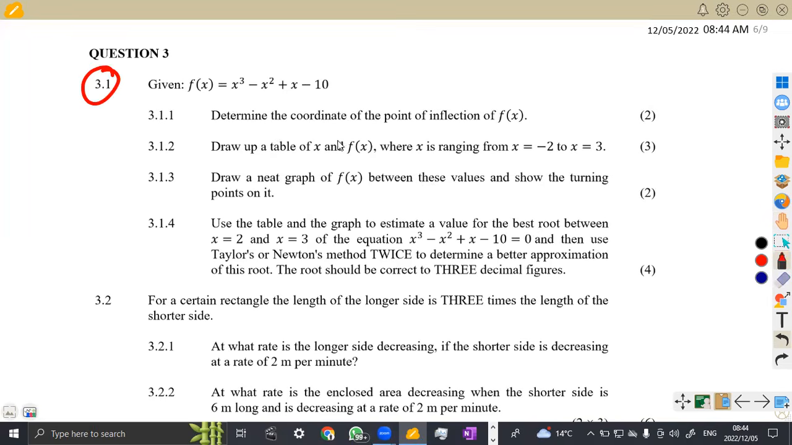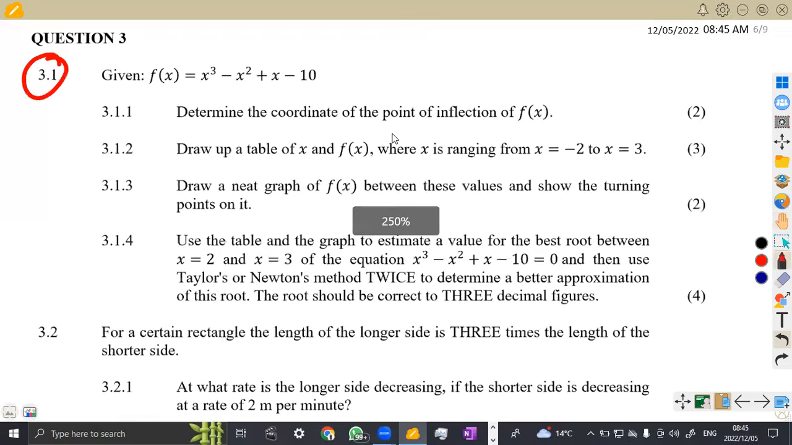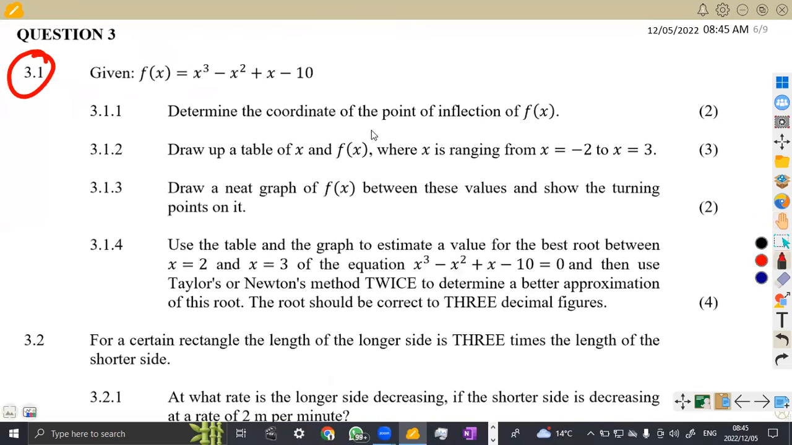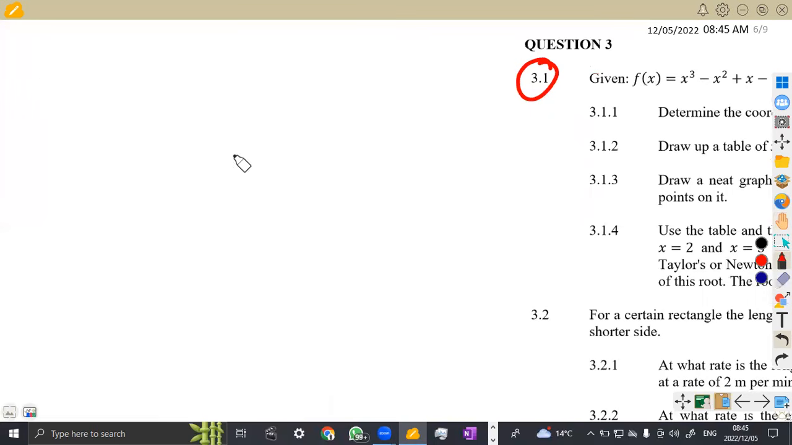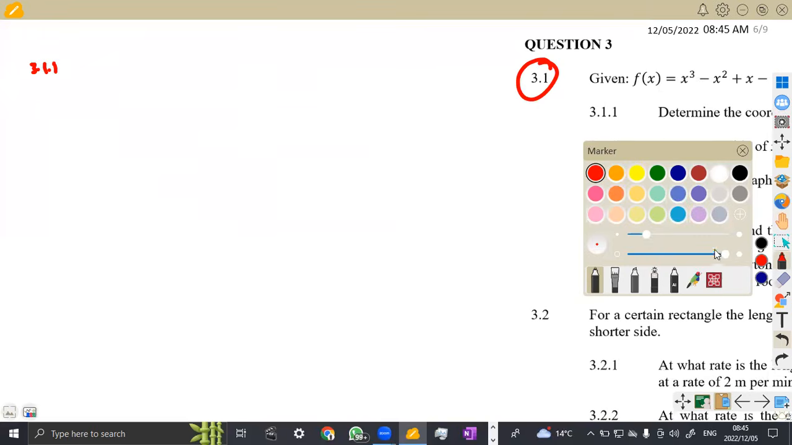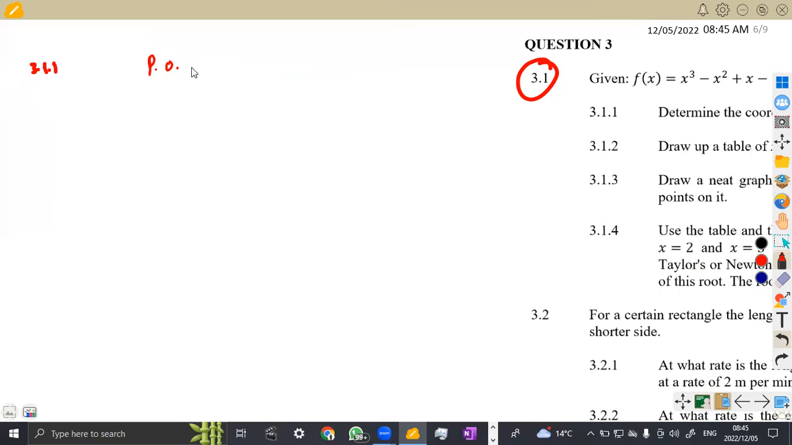On 3.1, we are given f of x equals x cubed minus x squared plus x minus 10. Determine the coordinates of the point of inflection of f of x, and that's just 2 marks. Whenever you're dealing with the point of inflection, what you are supposed to know, guys, is that these are the applications of the derivatives, whereby at the point of inflection, the second derivative with respect to x should be equal to 0.